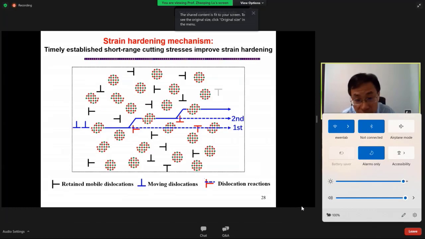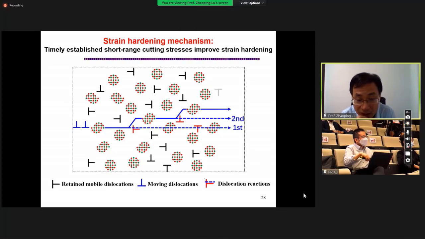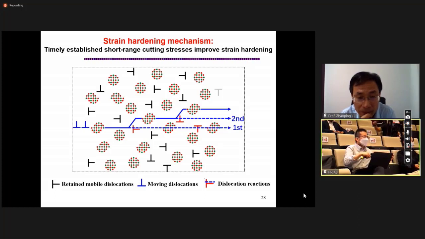And after fracture, we come up with the conclusion from this indirect evidence, not direct evidence. We didn't calculate the back stress. All right, thank you.